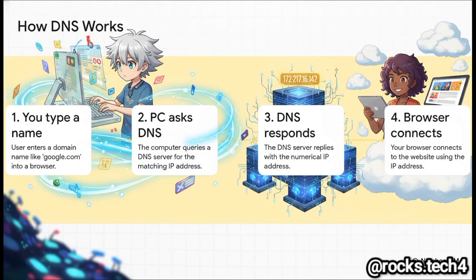So when you type google.com into your browser, the very first thing that happens is your computer asks a DNS server, hey, what's the number for google.com? The DNS server looks it up in its massive contact list and sends back the IP address. It's only then that your browser can actually connect to the website. DNS is the silent translator that makes the entire internet human-friendly.